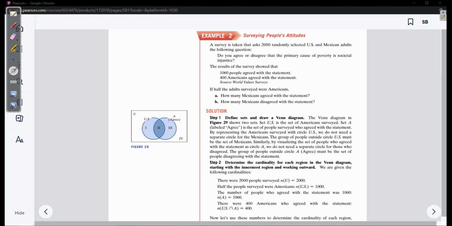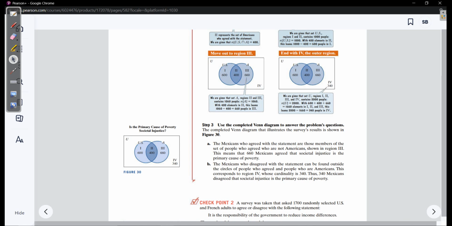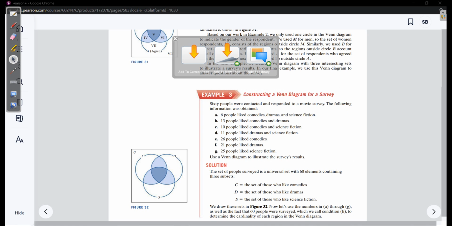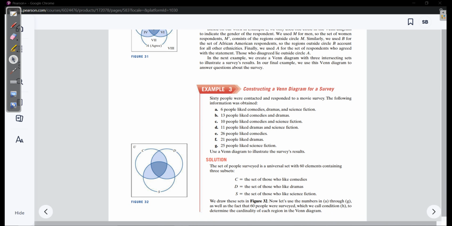I feel like that sort of information is information that this textbook used to proceed with the Venn diagram. So what I'm going to do is just say, look, maybe I read it wrong, something happened, I don't know, but it is what it is. The problem itself didn't state that half of those surveyed were American adults and half of them were Mexican adults. It didn't say that. So we're just gonna move on to example 3 here.